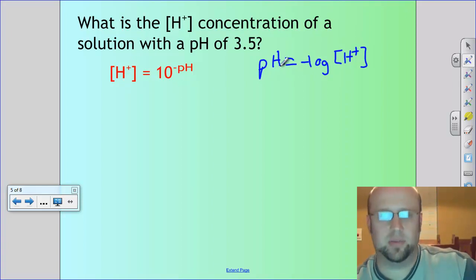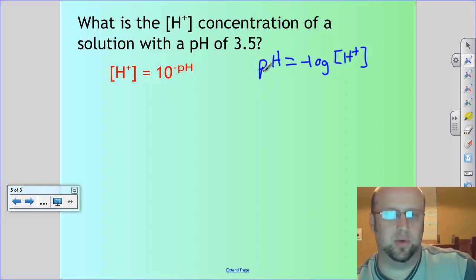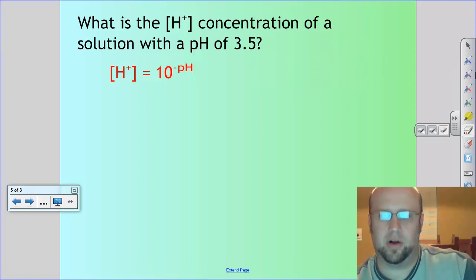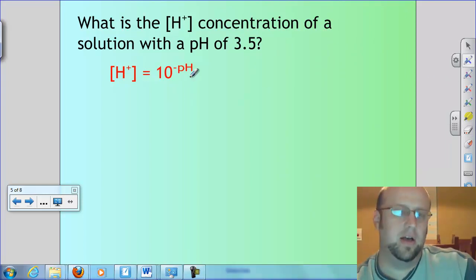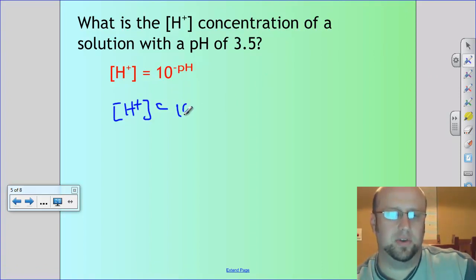So you could easily plug in your pH here, and certainly if you've had Algebra 2, you could work the logarithms to solve that. But if you're not real comfortable with logarithms, which most of you probably aren't, then just take it and plug it in. So that means my H plus concentration is equal to 10 to the negative 3.5.